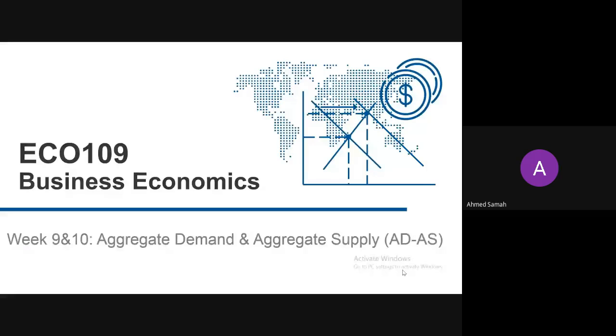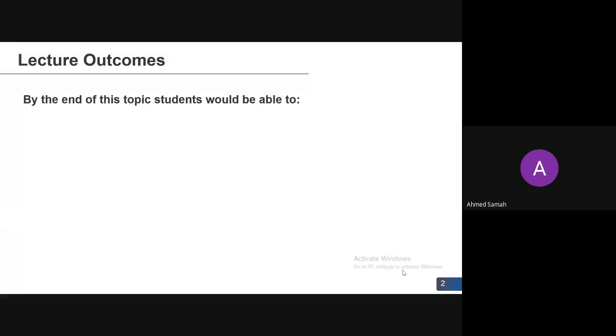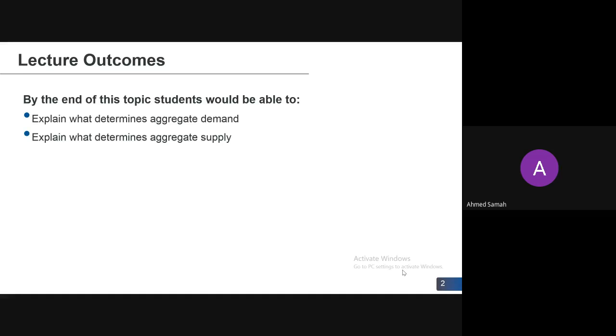Yeah. All right. So let's start. So this week, the topic is on aggregate demand and aggregate supply. In short form, we call it ADAS. So in this particular topic, you should be able to explain what determines aggregate demand, what determines aggregate supply. You should be able to explain the macroeconomic equilibrium both in the short run and in the long run.